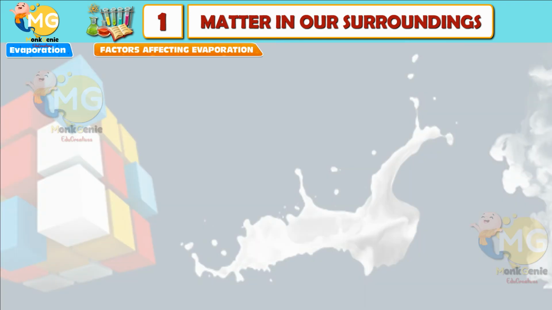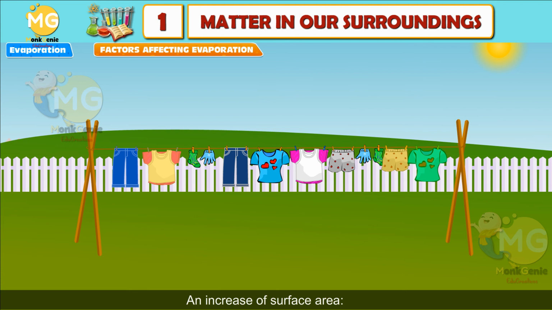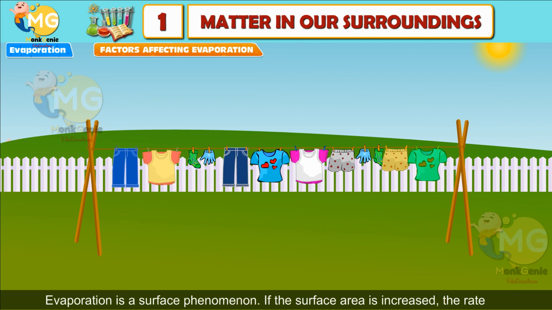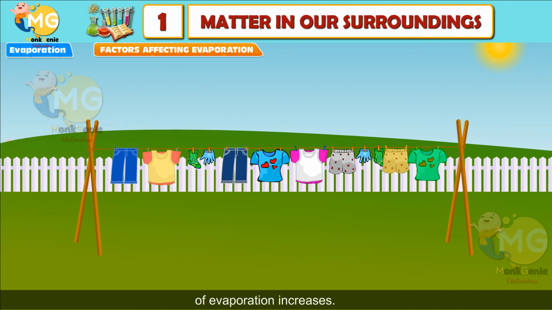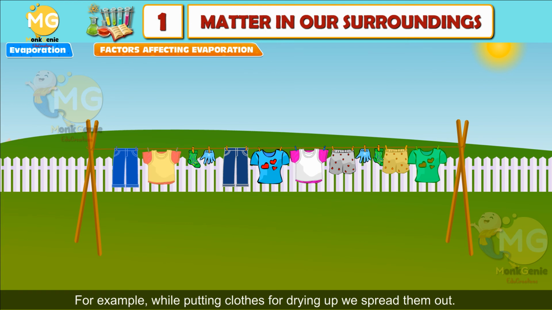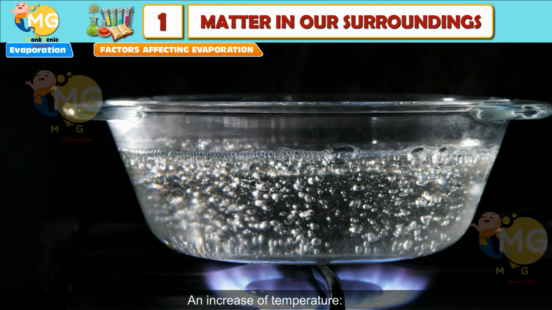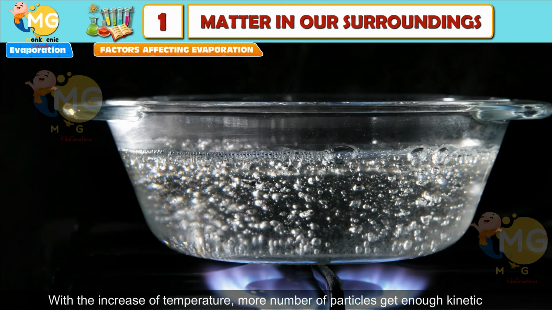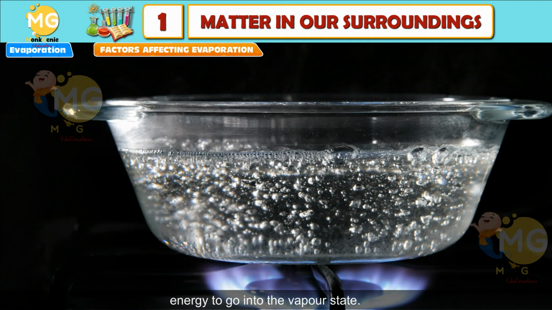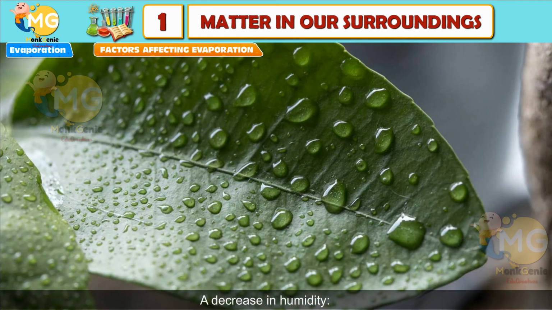Factors affecting evaporation. An increase of surface area. Evaporation is a surface phenomenon. If the surface area is increased, the rate of evaporation increases. For example, while putting clothes for drying up, we spread them out. An increase of temperature. With the increase of temperature, more number of particles get enough kinetic energy to go into the vapor state.